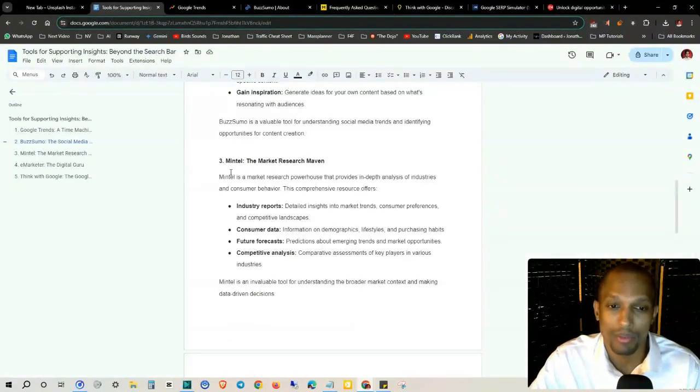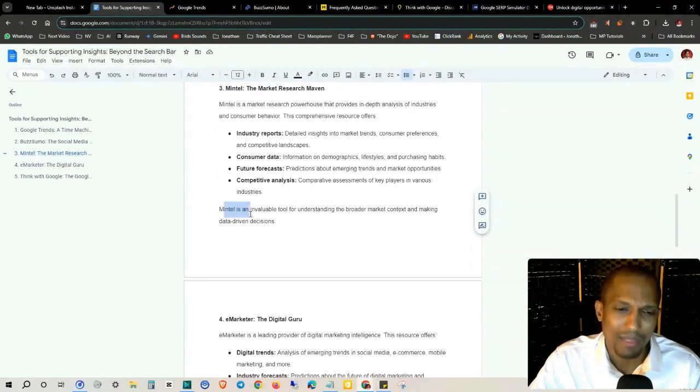But for SEO purposes, it's a great market research powerhouse, and it will provide you in-depth analysis of industries and consumer behavior. So this comprehensive resource offers you industry reports, detailed insights into market trends, consumer preferences, and competitive landscapes, consumer data, information on demographics, lifestyles, and purchasing habits, competitive analysis, comparative assessments of key players in various industries. Mintel is an invaluable tool for understanding the broader market context and making data-driven decisions.